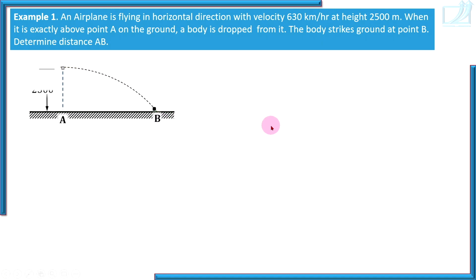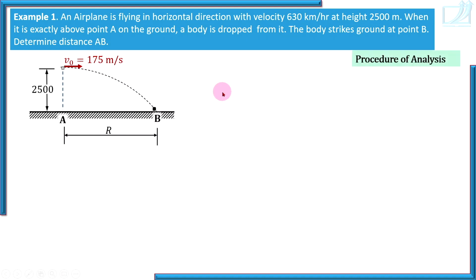So now let's follow the procedure. Airplane is flying at a height 2500 meters from ground. That means the body is released 2500 meters above the ground. Initial velocity of the body is equal to velocity of airplane, that is 175 meters per second, and we are asked to find this distance AB. Let's follow the procedure. Choose origin where projectile motion starts. That is our first step. So I have chosen origin where projectile motion starts.